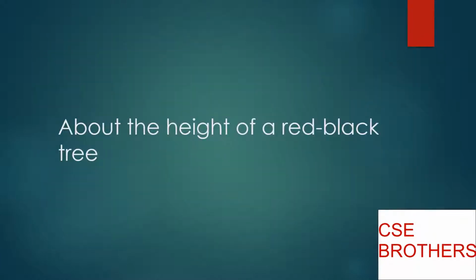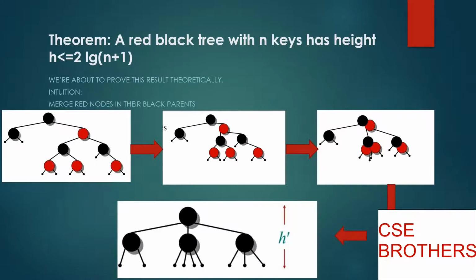Now let us discuss the height of a red black tree. There is a theorem that states that a red black tree with n keys has height h less than or equal to 2 log(n+1), where n is the number of keys that are present in the red black tree. Now we'll prove this result theoretically, but first we need to consider an intuition.